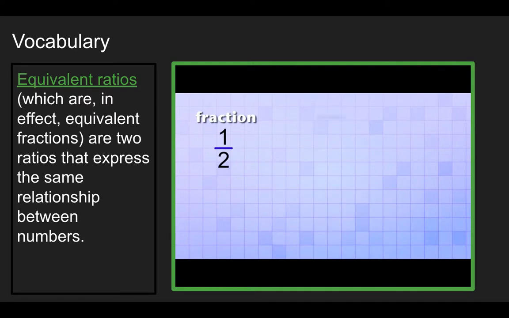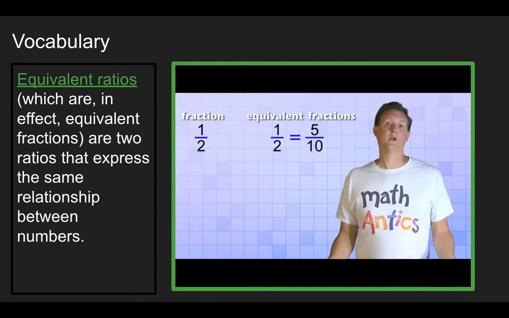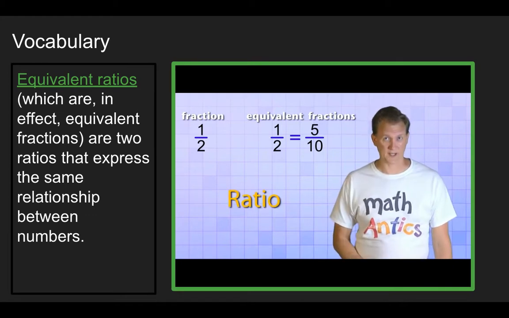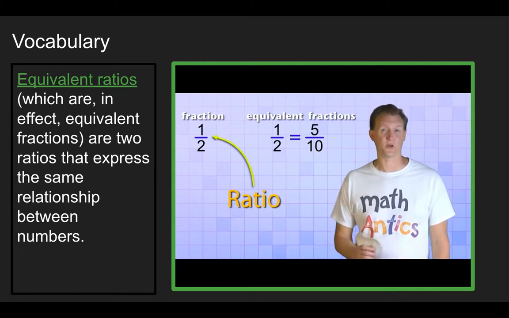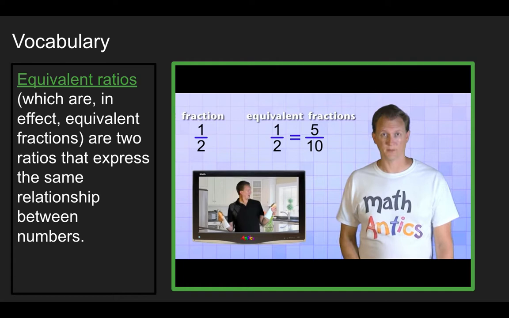Now let's look at a pair of equivalent fractions, 1 over 2 and 5 over 10. These fractions are equivalent because even though they have different top and bottom numbers, they have the same value. 1 is half of 2, and 5 is half of 10, so they represent the same amount. Okay, but to understand what a proportion is, we need to start with a ratio instead. A ratio is basically just a fraction that's used in a certain way. If you don't remember what a ratio is, you can watch our video about them.